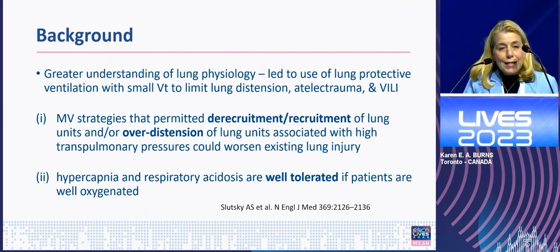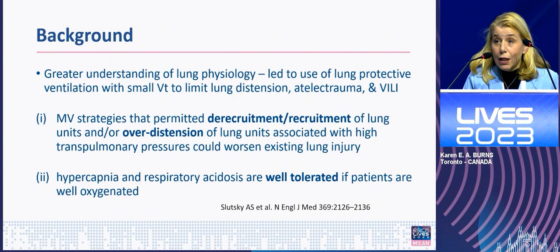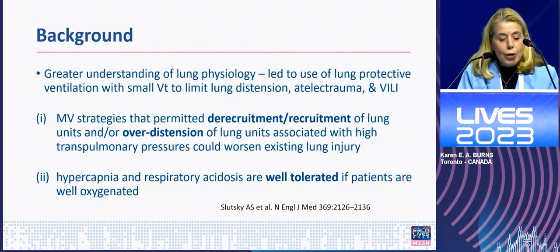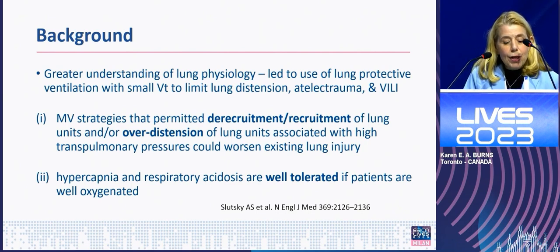As more physiologic studies were conducted, we had a greater understanding of lung physiology, and this led to the use of lung protective ventilation strategies with small tidal volumes that were meant to limit lung distension, limit ventilator-induced lung injury, as well as atelectrauma. And several studies actually supported this, and these studies demonstrated that mechanical ventilation strategies that permitted de-recruitment and recruitment of lung units or over-distension of lung units associated with high transpulmonary pressures could actually worsen existing lung injury and cause de novo lung injury as well.